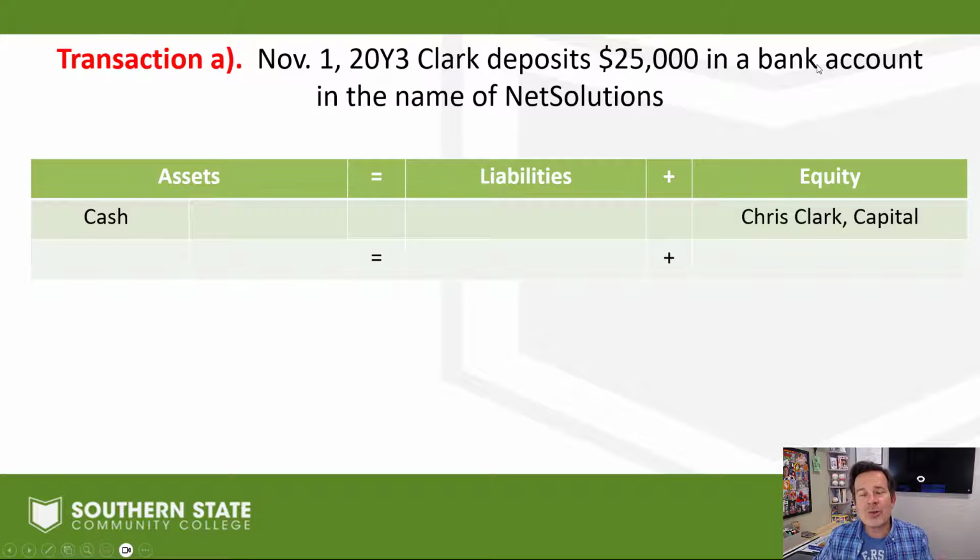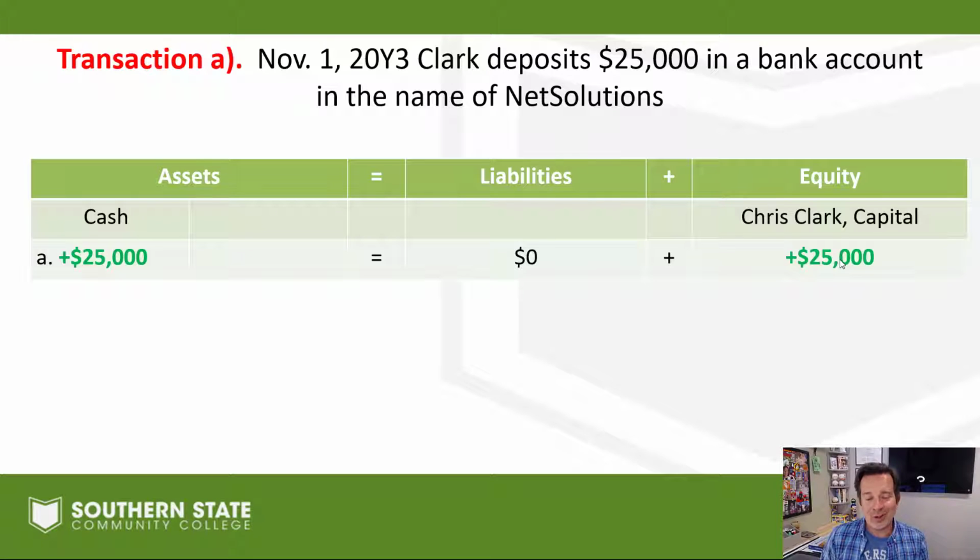So we're trying to record the fact that now we have money in a cash account, and now Clark has invested into the business. So how would we record that into the accounting equation? Well, the asset side underneath cash is going to go up $25,000. The equity side under capital is going to go up $25,000.